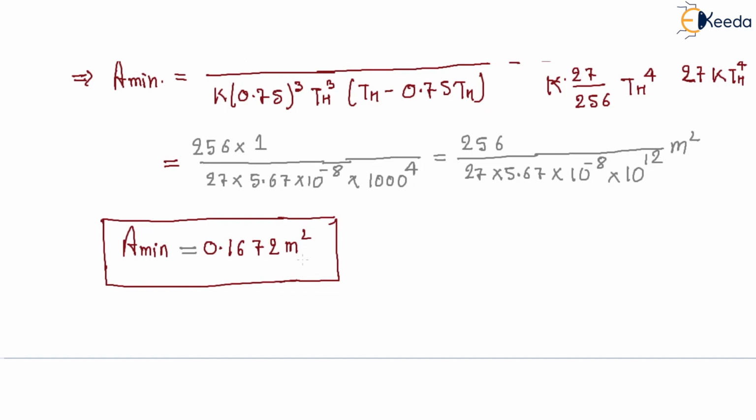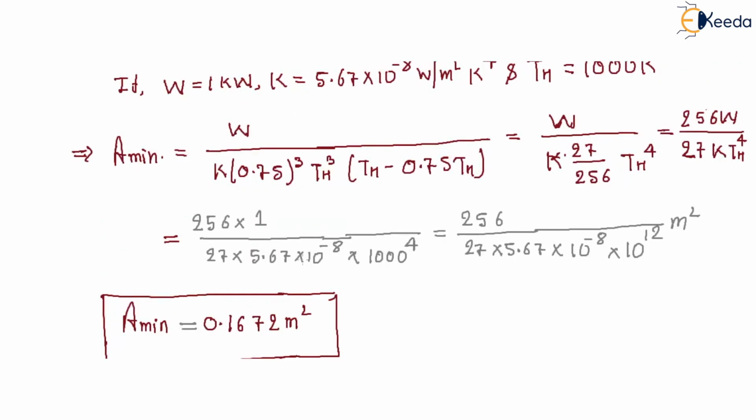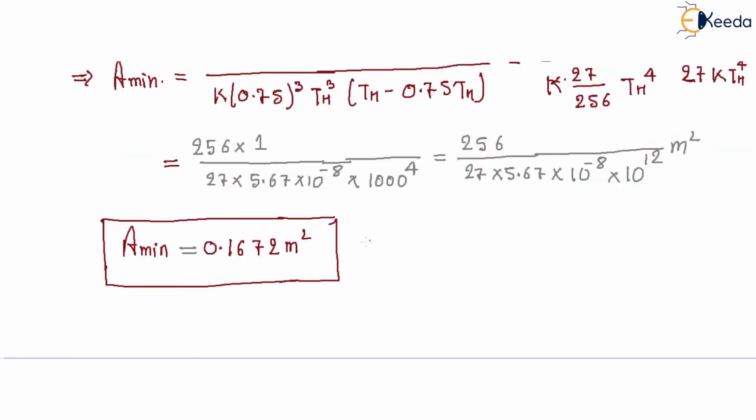So this is the minimum area at what condition? At TL by TH equal to 0.75. Okay, so this is your answer. Okay, thank you.